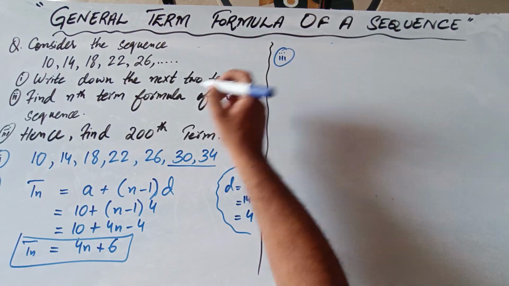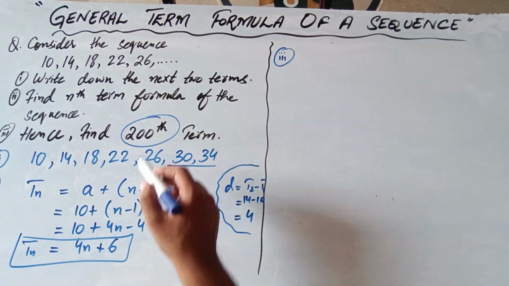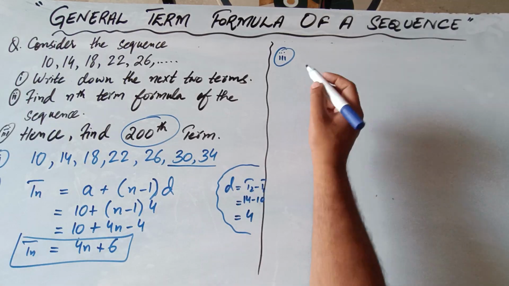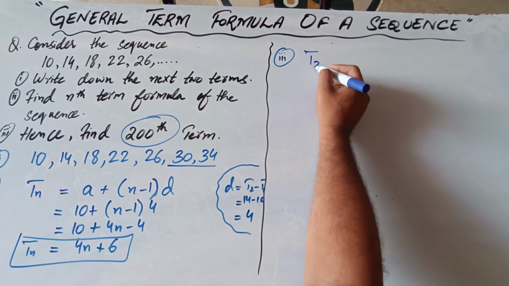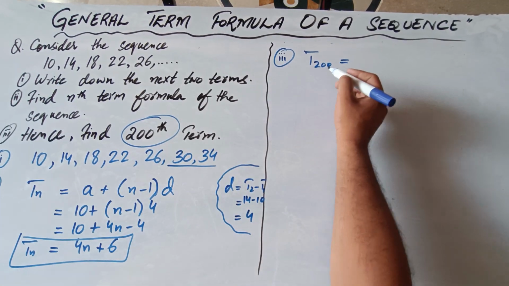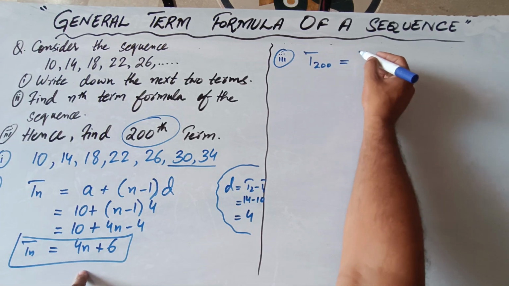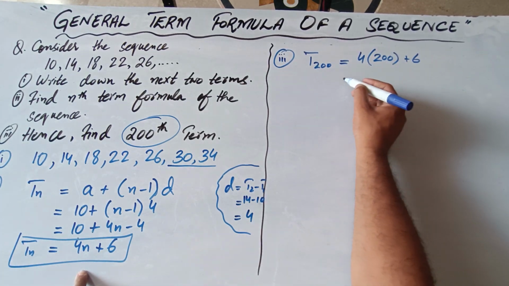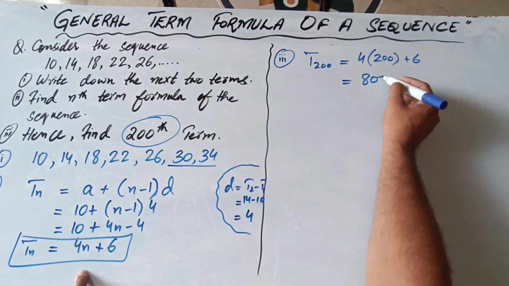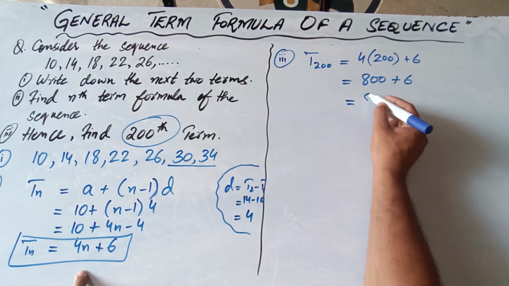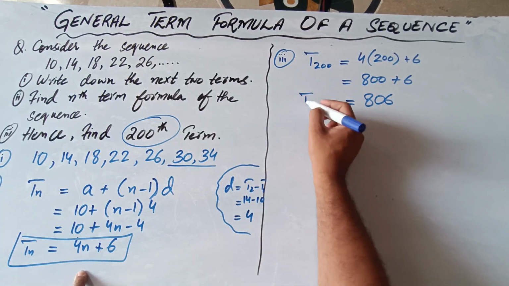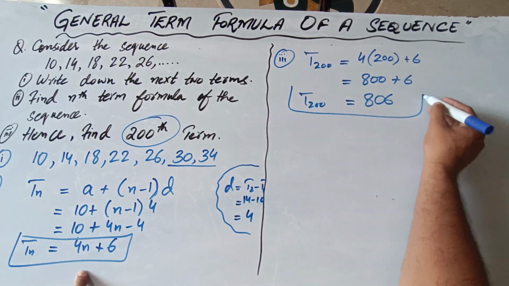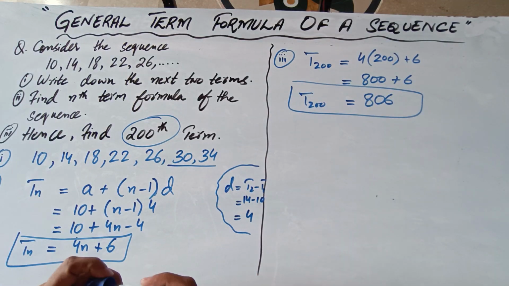Now they are saying hence find out the 200th term. So in this particular formula, in place of n, what will we put? 200. So the 200th term is equal to 4 multiplied by 200 plus 6. Now 4 twos are 8, so 800 plus 6 will give us 806. So the 200th term of this particular sequence is 806.